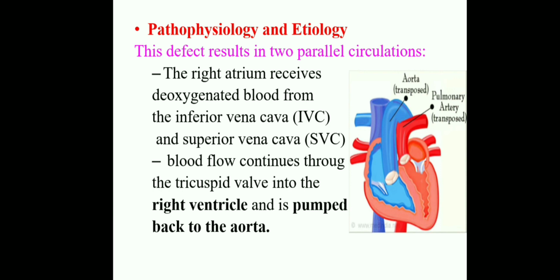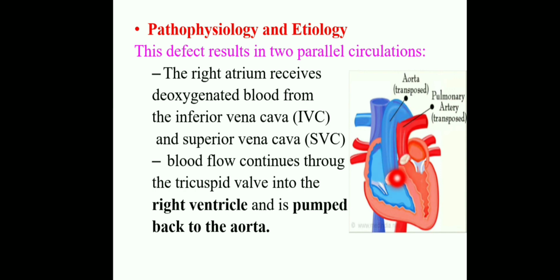Where does it go actually? Through the inferior vena cava and superior vena cava, the deoxygenated blood enters the right atrium. That is the normal process. Through the tricuspid valve, the blood comes to the right ventricle, and when the ventricle contracts, where does it go? Through the pulmonary artery.